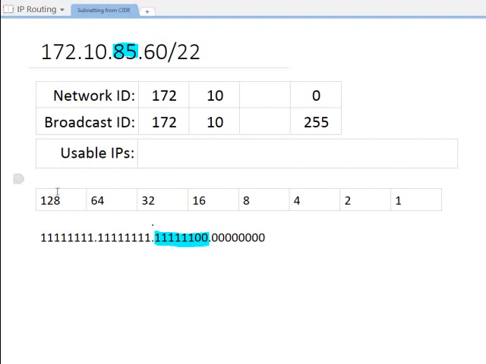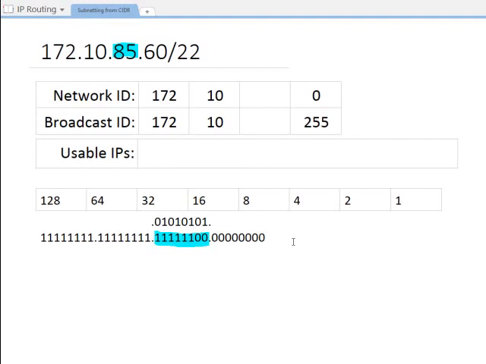Dot. Can I pull 128 out of 85? No. Can I pull 64 out of 85? Yes. And I just have to slowly start doing the math for this. That leaves me with 21. Can I pull 32 out of there? No. Can I pull 16 out of 21? Yes. So 16 from 21 is 5. Can I pull 8 out of 5? No. Can I pull 4 out of 5? Yes. That's what this turns out to be.